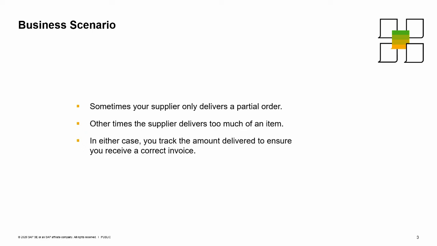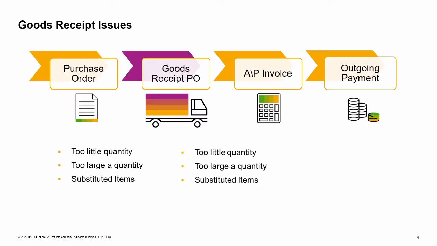Sometimes your supplier only delivers a partial order, other times the supplier delivers too much of an item. In either case, you track the amount delivered to ensure you receive a correct invoice. Sometimes vendors deliver too little or too great a quantity for an item. A vendor might send a different item than was originally ordered. In these circumstances, you can adjust the goods receipt PO accordingly to reflect the actual amount received.